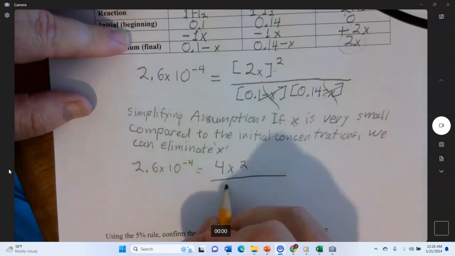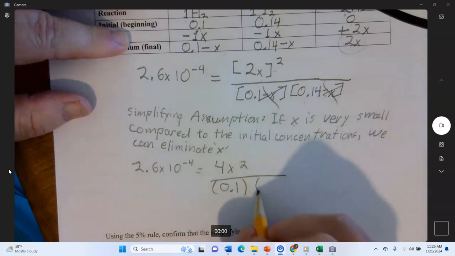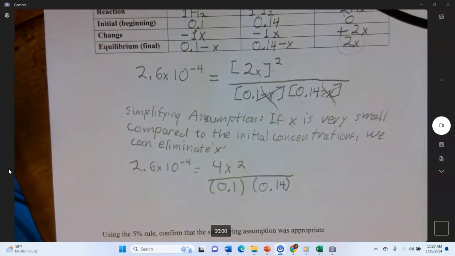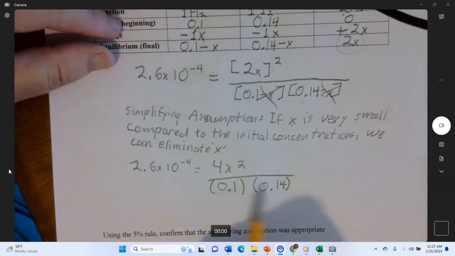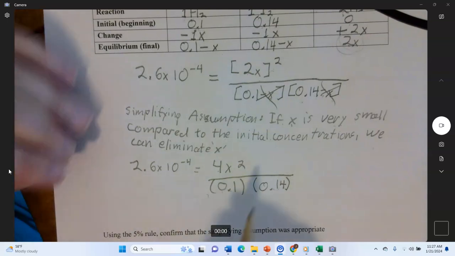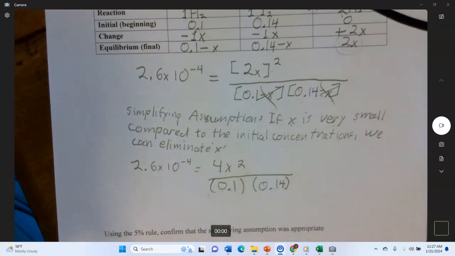And then down here we're just going to put 0.1. We got rid of the x. And 0.14. We got rid of the x. So now what we're going to do is multiply both sides by these two and divide by 4. Okay, so that's just basic math. That'll give us x squared. So I'm going to go ahead and do that.